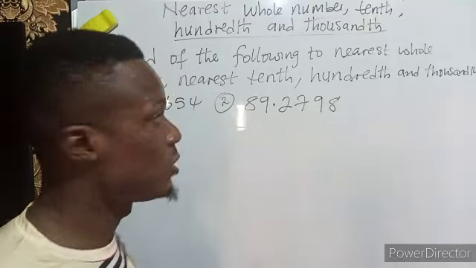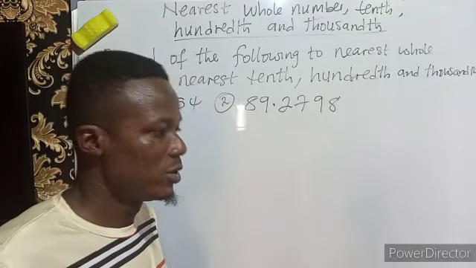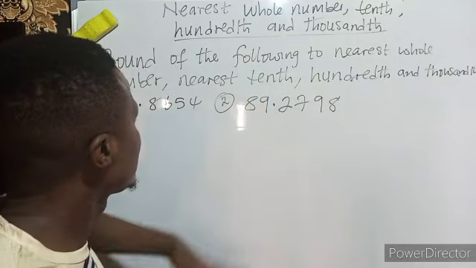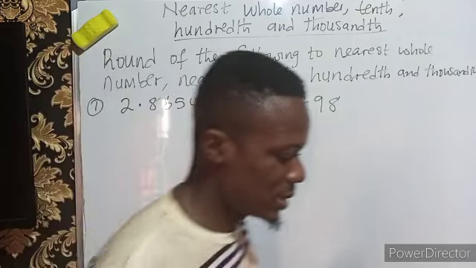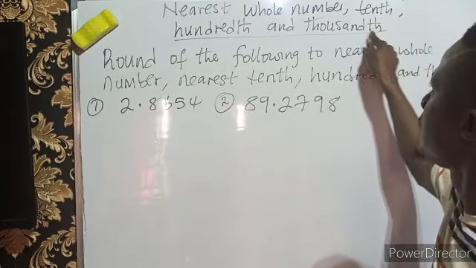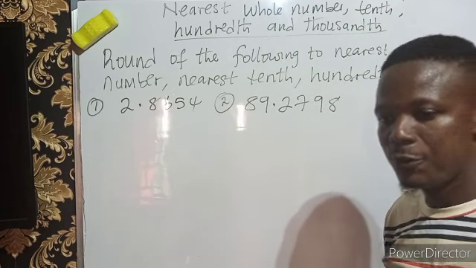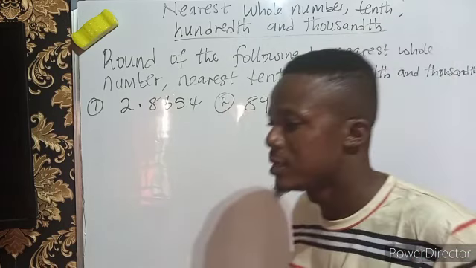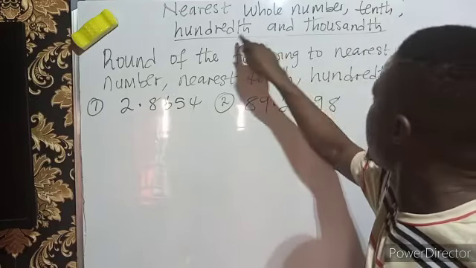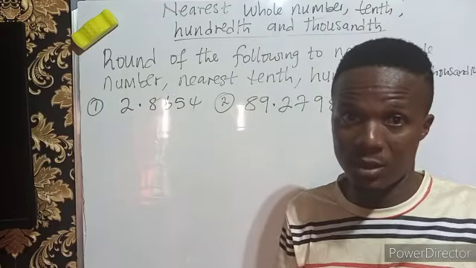Okay, this is another case of approximation. So we want to round numbers to the nearest whole numbers, tenth, hundredth, and thousandth. This is different. If you observe, you see that it ends with "th", unlike the previous ones we did, which are tenths, hundreds, thousands. They are quite different. This tenth, hundredth, thousandth implies that they are decimals.